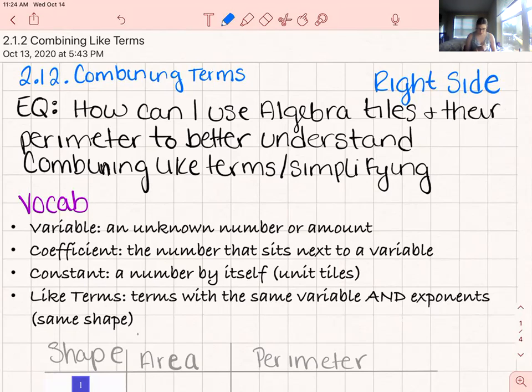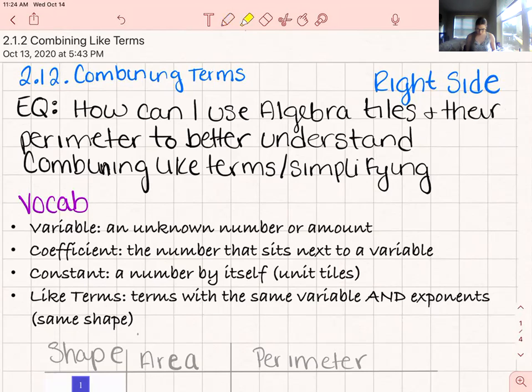The first is variable. A variable is an unknown number or amount. Coefficient is the number that sits next to a variable in front of it. So like 6x, the coefficient is the 6. A constant is a number that's all by itself, so no variables. Think of it as your unit tiles. So 6x plus 5, the constant is the 5.